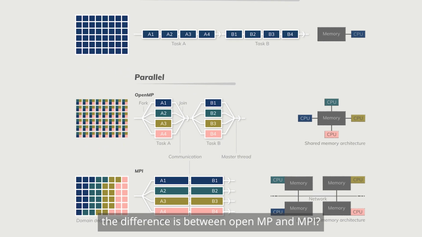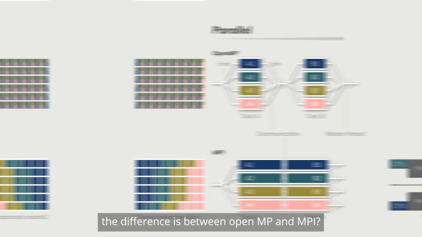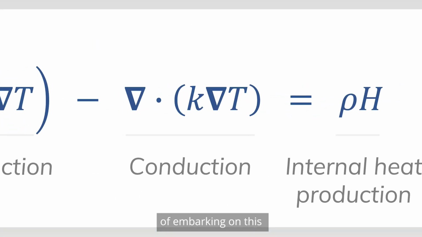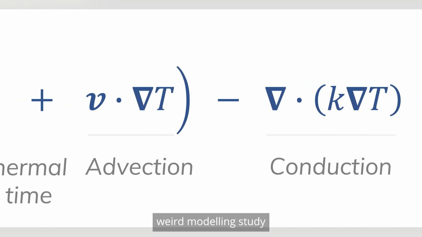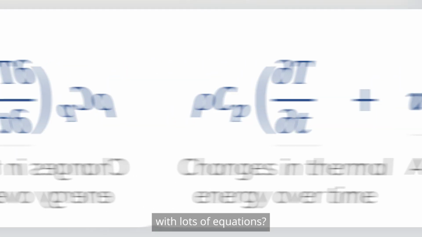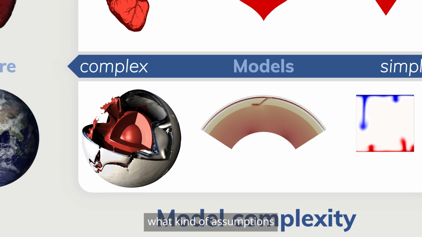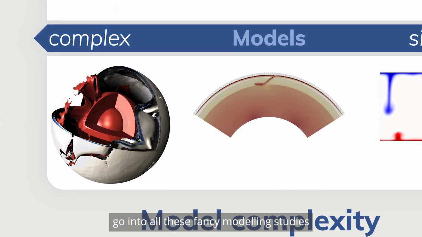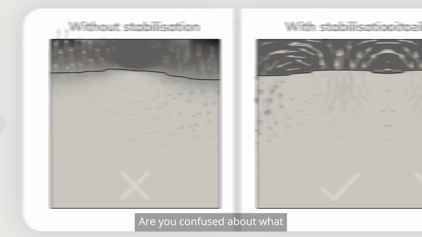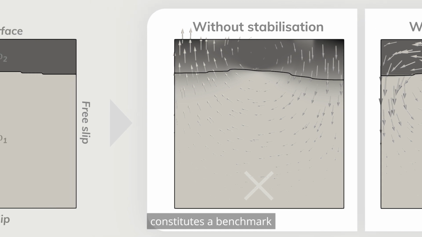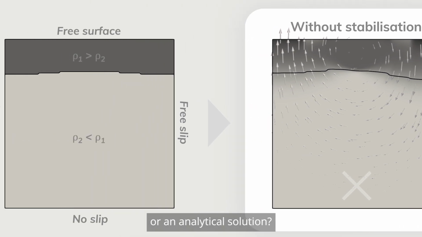Do you wonder what the difference is between OpenMP and MPI? Are you sometimes afraid of embarking on this weird modeling study with lots of equations? Do you want to know what kind of assumptions go into all these fancy modeling studies you're reading? Are you confused about what constitutes a benchmark or an analytical solution?